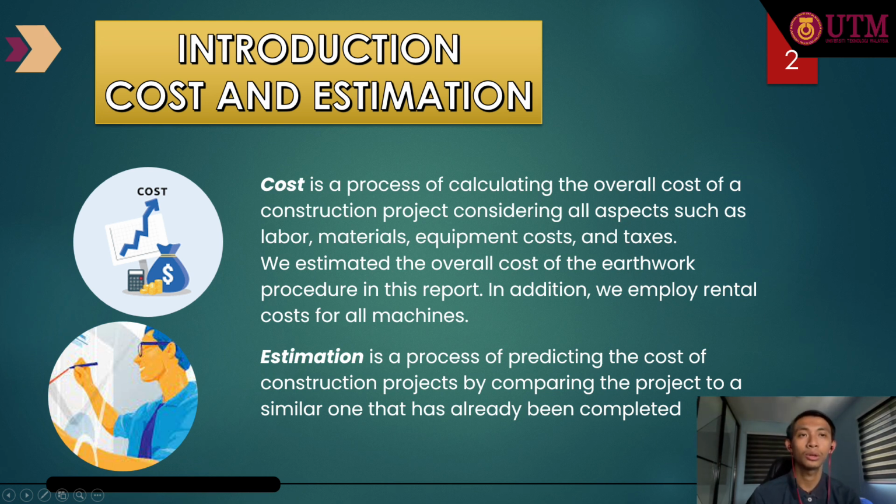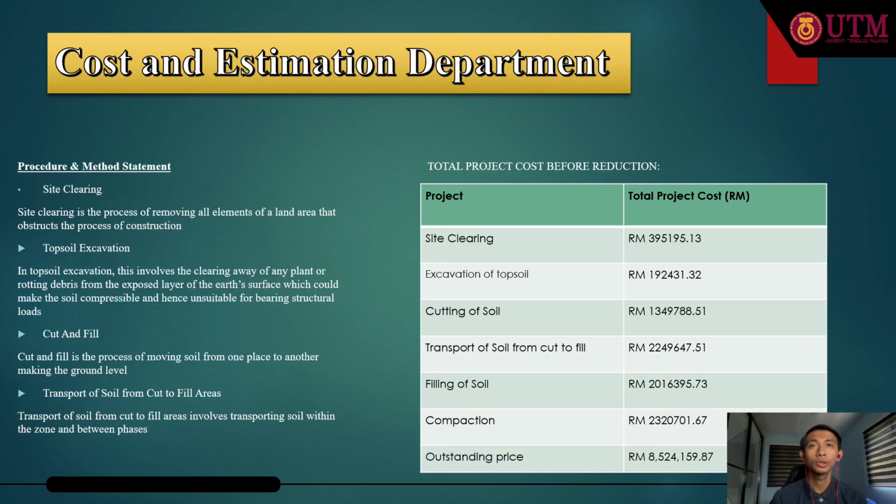Estimation is a process of predicting the cost of construction projects by comparing the project to a similar one that has already been completed. For the procedure and method statement for the cost and estimation, we do the site clearing. The site clearing is the process of removing all elements of land area that obstruct the process of construction. Then we do the topsoil excavation.